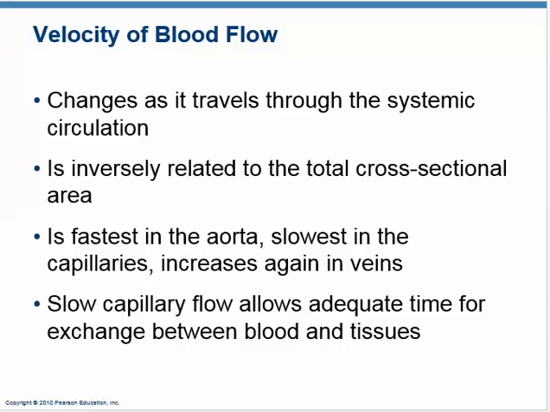So you would think that it would be fastest in the capillaries, which are small, and slowest in the aorta, which is big. However, there's only one aorta, and there are millions of capillaries. So actually, the total cross-sectional area of the capillaries is way bigger than the total cross-sectional area of the one aorta. So it's actually the fastest in the aorta and the slowest in the capillaries, because you have to look at them all together.